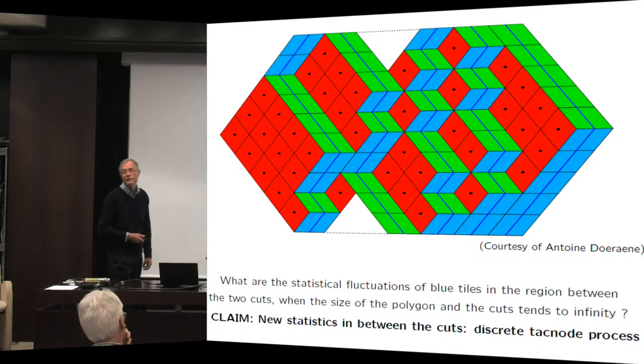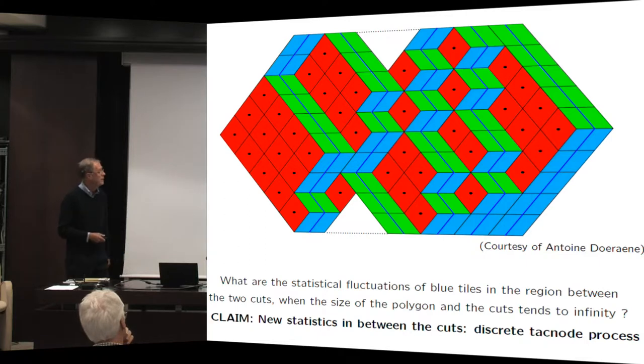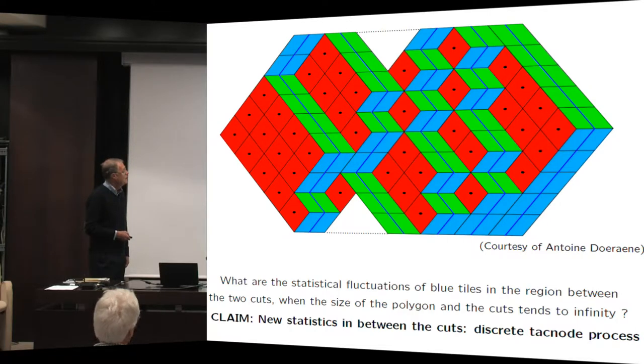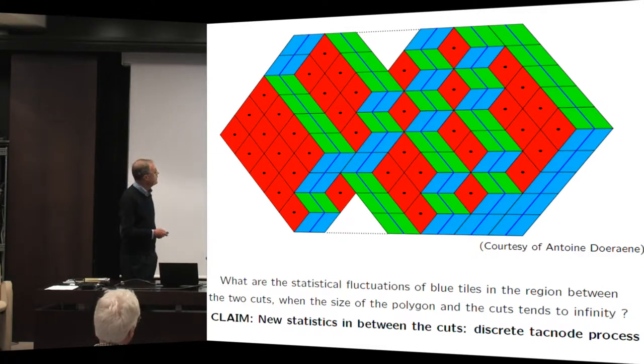with those three types of tiles, blue, red, and green. And what we are interested in is to find out what the fluctuations are asymptotically. Of course, I have to explain later what it means asymptotically. You have to find out what the fluctuations are about in the region between those two cuts. There must play a special role, between those two cuts.